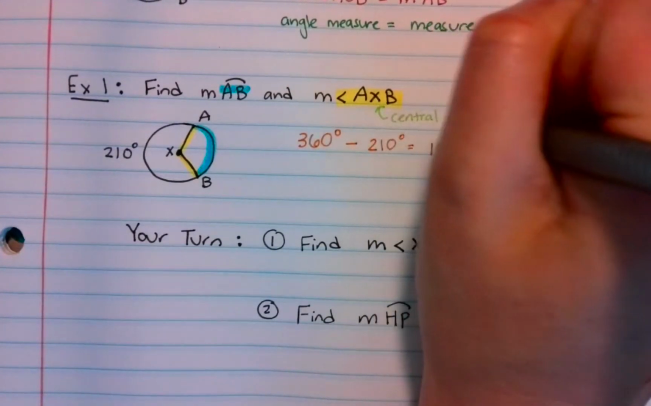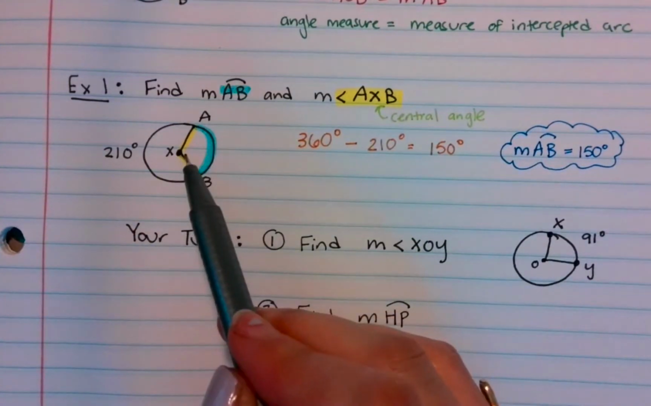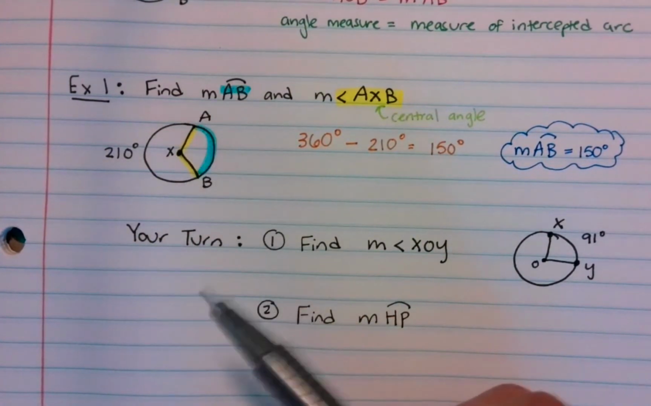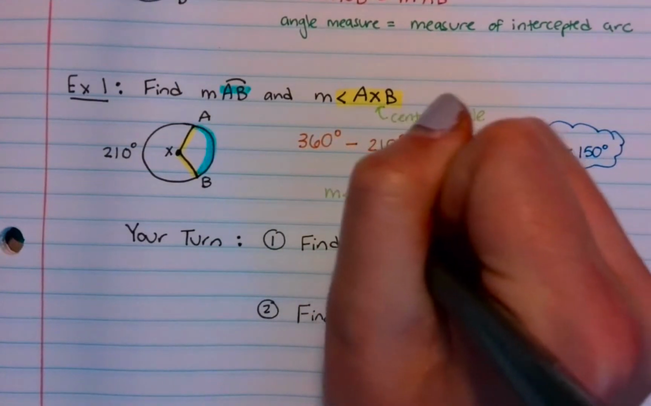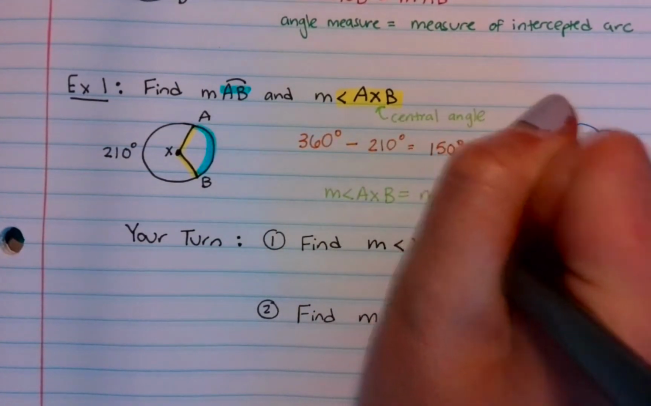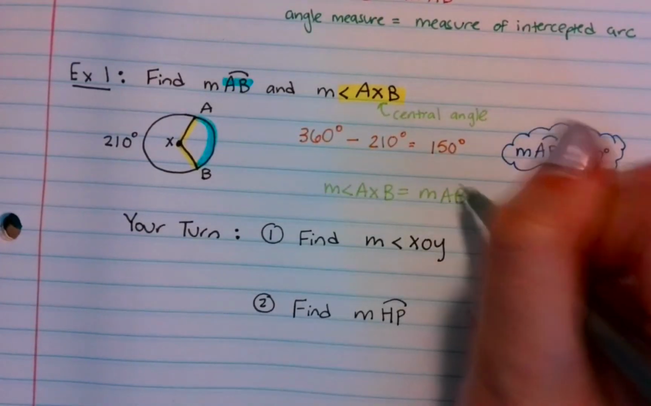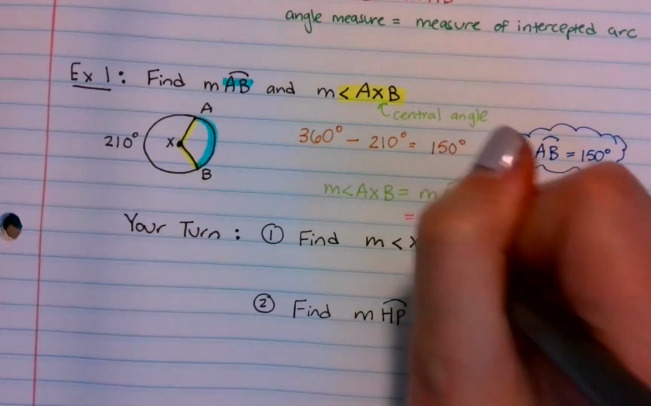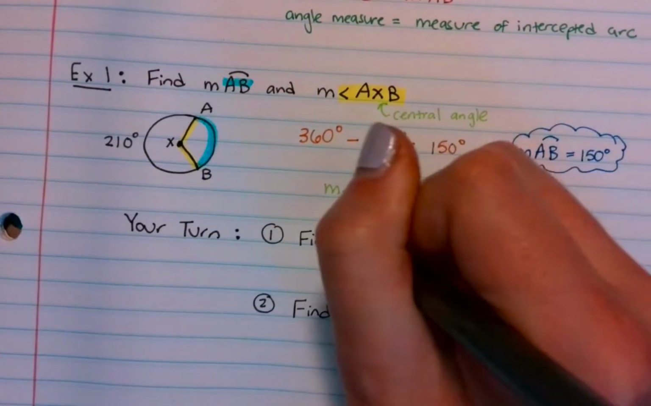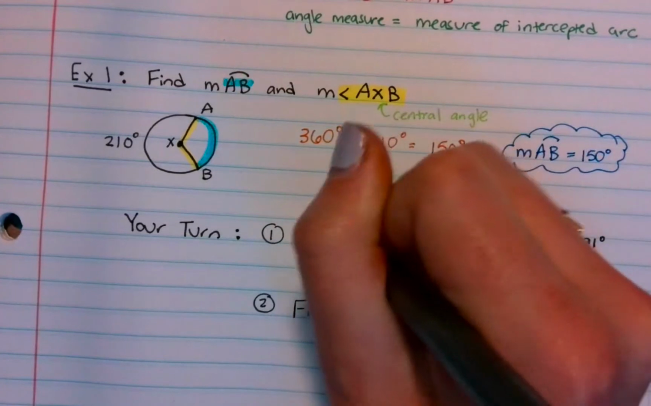What do we know about that central angle? We know that the measure of that angle is going to be equal to the measure of its intercepted arc. So I know that the measure of angle AXB is going to be equal to the measure of its intercepted arc, which is arc AB. And we just found the measure of arc AB, and that was 150 degrees. So I know that the measure of angle AXB is 150 degrees.